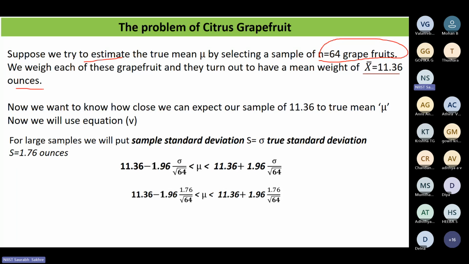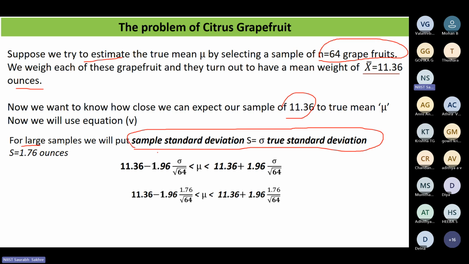Now we want to know how close we can expect our sample mean of 11.36 to be to the true mean. This is from a sample, right? I told you right from the start. This is from a sample, but I have to see how close this sample mean is to my true mean. Now we will apply our statistics here. Since n is greater than 30, I will categorize it under large sample. For a large sample, we will put the sample standard deviation equal to sigma, the true standard deviation. When the sample is large, the sample standard deviation is equal to the true standard deviation, that is sigma.